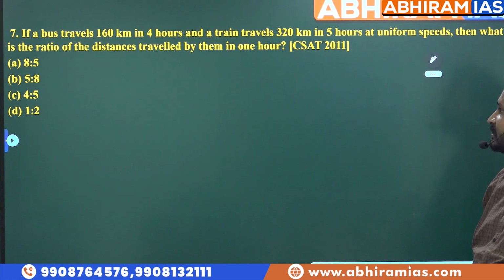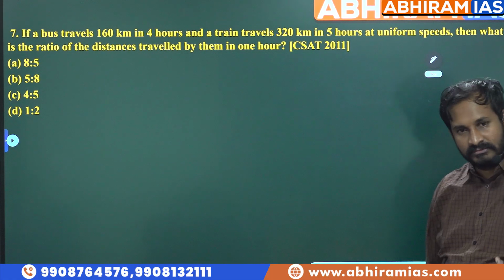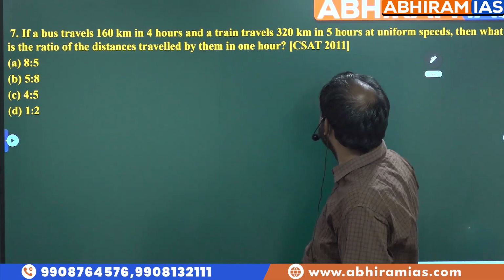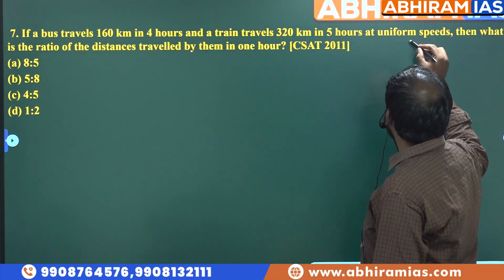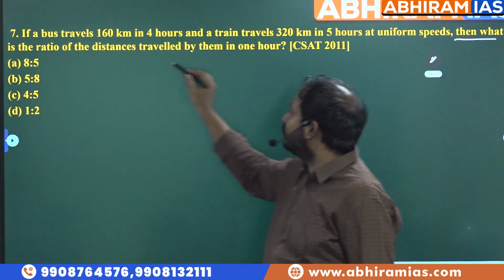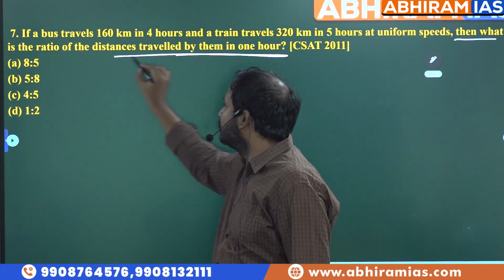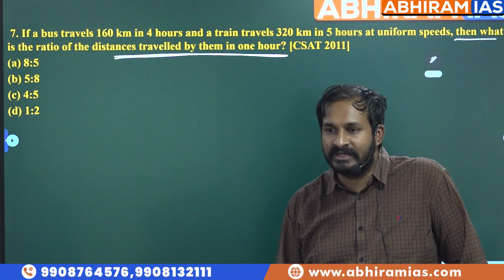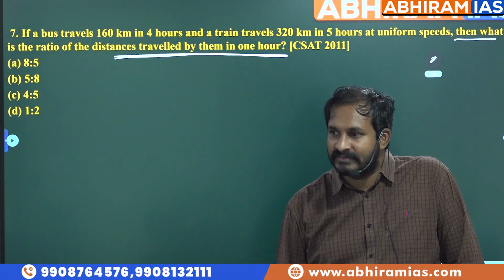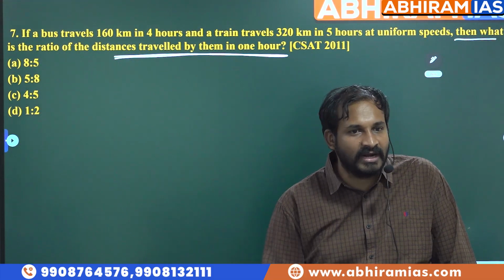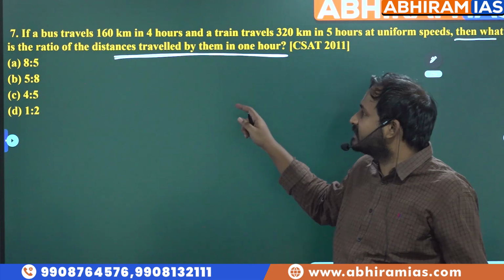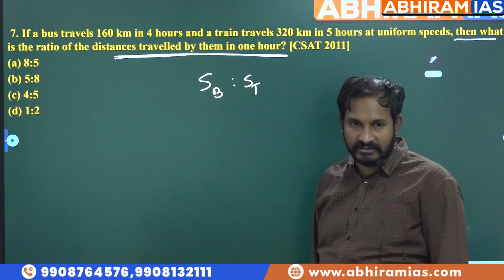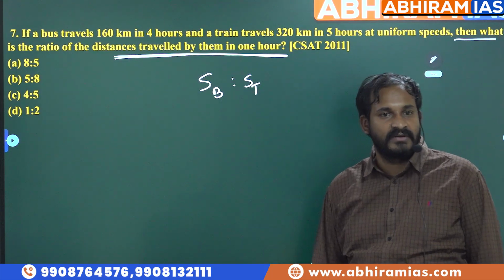What is the ratio of distance travelled by them in 1 hour? Simple case. What does this mean, students? Distance travelled in 1 hour, what do we call that? Speed. Speed is the distance travelled in 1 hour. So here he is indirectly asking us the speed of the bus to the speed of the train.